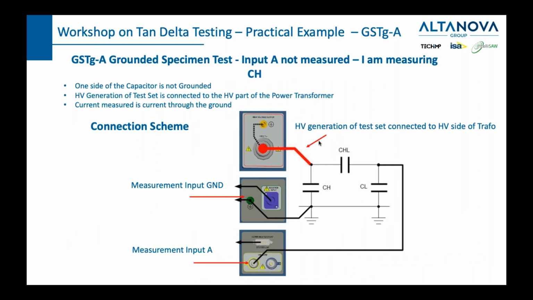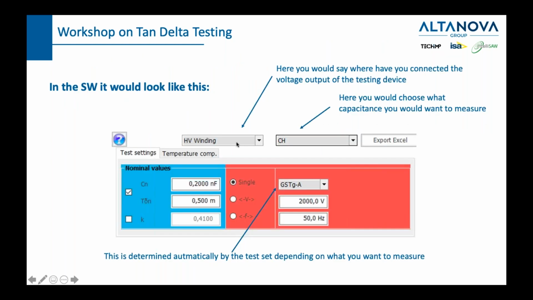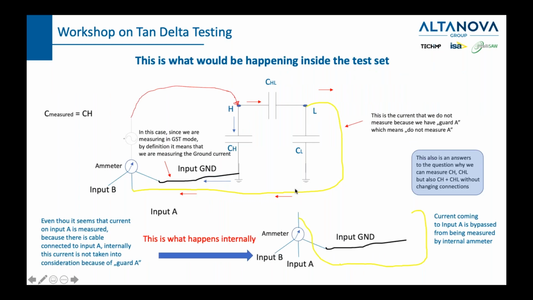If I want to do a GST-GA measurement in the same setup, I generate on the high voltage side and measure on the low voltage side. What I do is I say I'm generating on the high voltage side, I want to measure CH, and automatically it pops up GST-GA. What does this mean right now? I'm generating on the high voltage side, and since I'm doing a GST measurement, I can measure the ground and I can measure the input A.